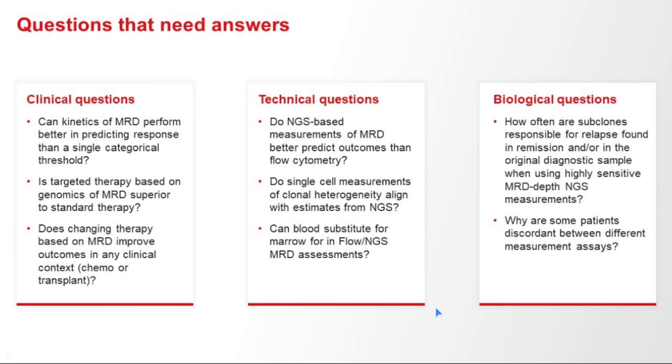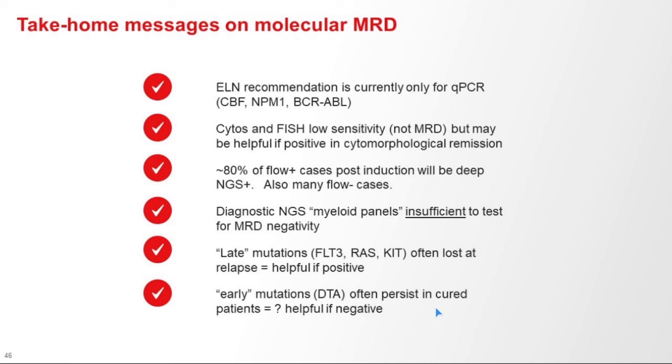So I think our take-home messages are: ELN recommendations for qPCR are currently CBF, NPM1 and BCR-ABL. Cyto and FISH have a pretty low sensitivity, but can be helpful. With the whole genome sequencing that WashU has put on, we might have to wonder if Cyto and FISH are going to be a thing of the past soon. Most full cases show positivity by exploration, but there's some discordance, so we have to understand what that means. Late mutations are often lost at relapse, but they're helpful if they remain positive.